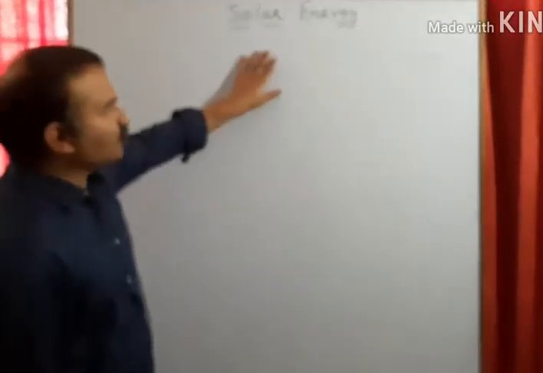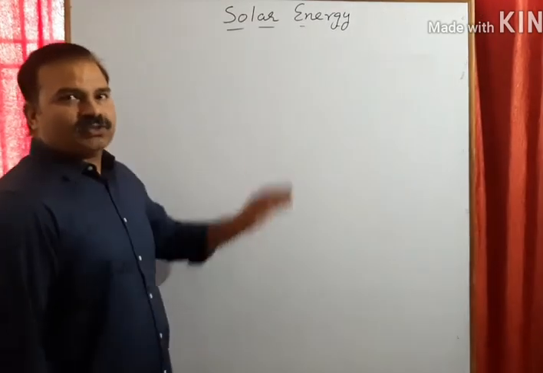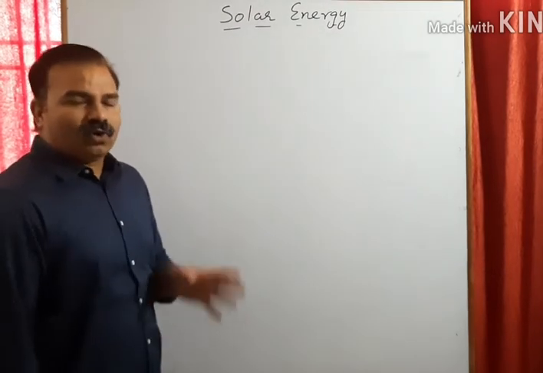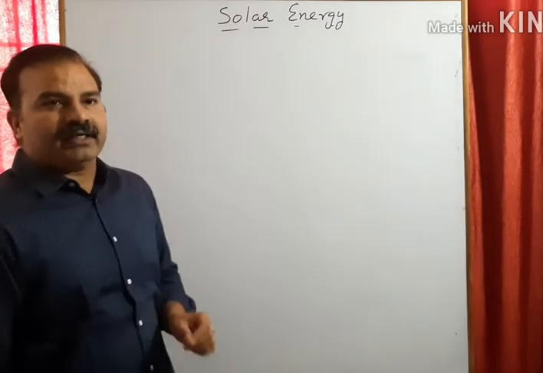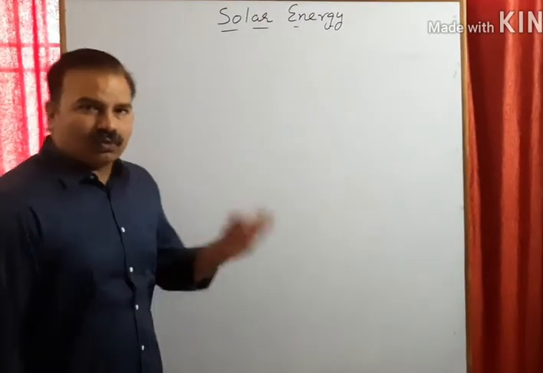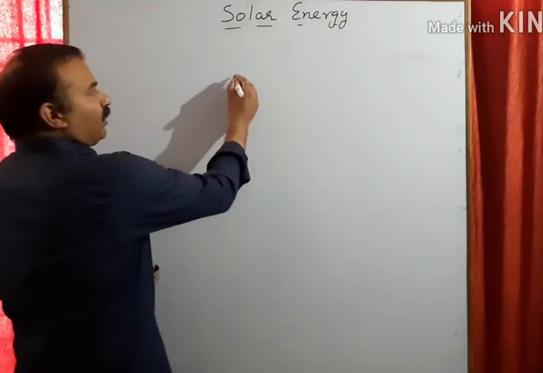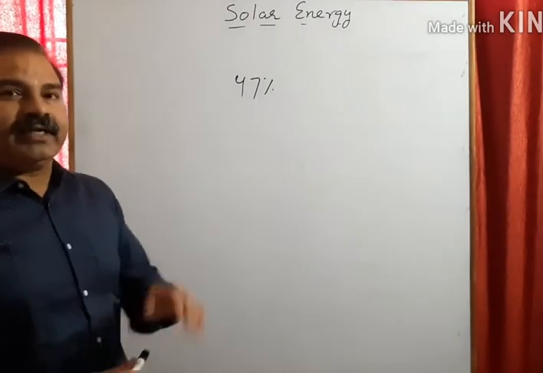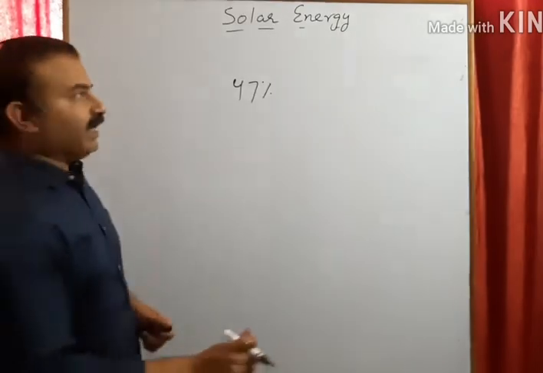Now I'll tell you about solar energy. The energy which is received from the sun is known as solar energy. The sun is the ultimate source of all energy. The sun provides us heat and light energy free of cost for the whole year. Approximately 47% of the energy radiated by the sun reaches the earth.